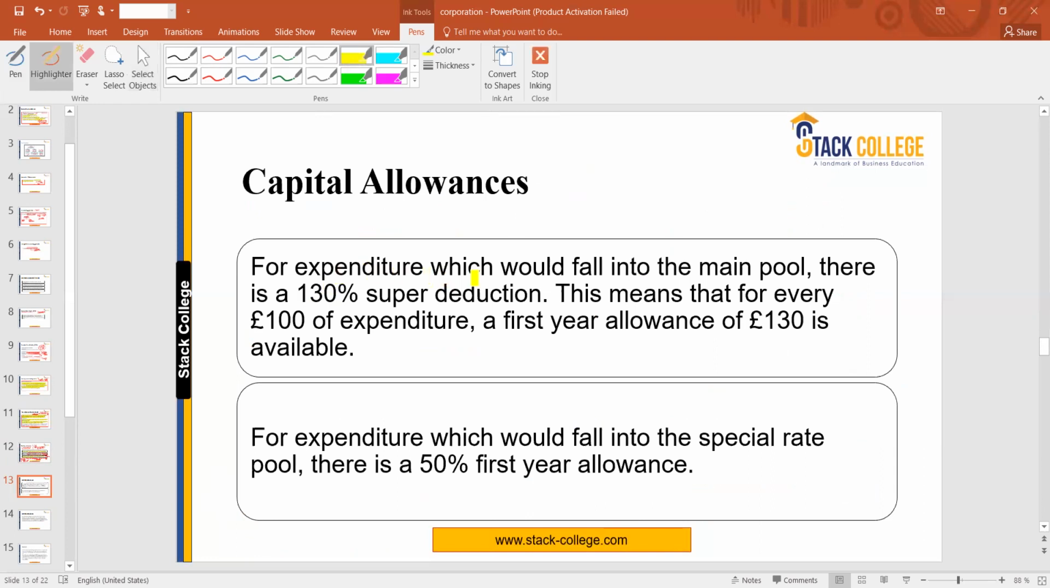So for expenditure which would fall into the main pool, there is a 130% super deduction. This means that for every 100 of expenditure, a first year allowance of 130 is available, which is more than the amount incurred by the business. For expenditure which would fall into a special rate pool, there is a 50% first year allowance.